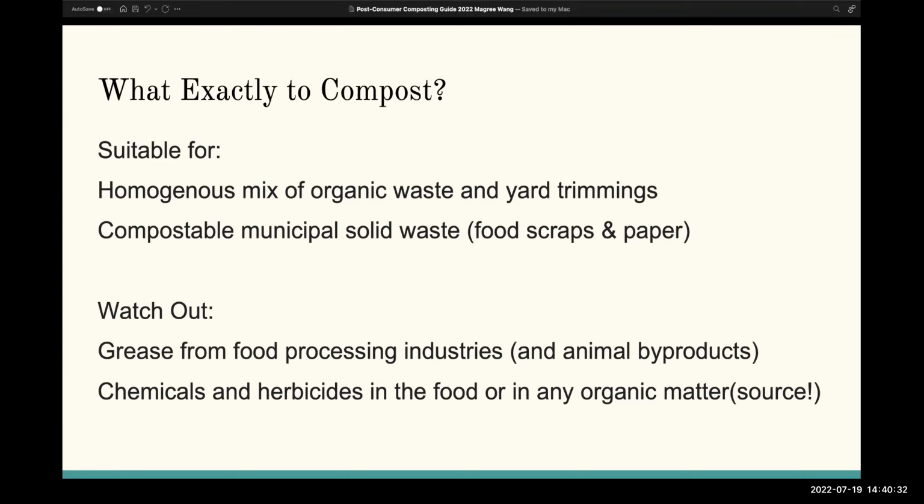But what I researched and looked into is that some chemicals and herbicides in the food can be a problem if we want to use that compost for growing food later on. It would be a more intensive research project to look into all the food sources that RIT carries that would potentially end up in the compost pile.